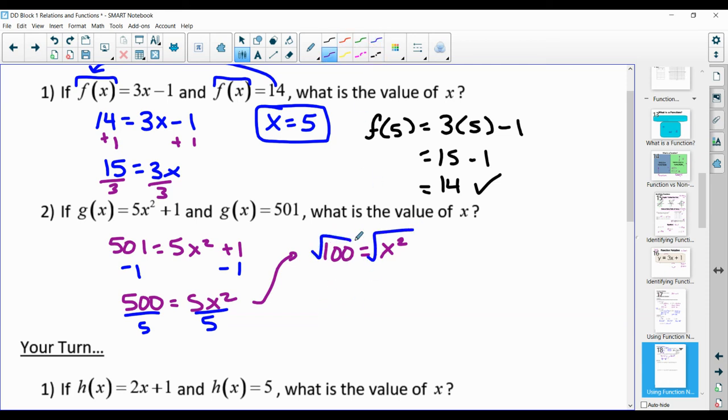Now, when we square root, we have to remember plus or minus. So when we square root 100, we get plus or minus 10 equals x. So that means we have two values. That means that f of 10 equals 501. It also means that f of negative 10 equals 501. And again, you could double check those. You could plug in the 10 or the negative 10 and check to see that you get 501. So in this case, we've led to two answers.